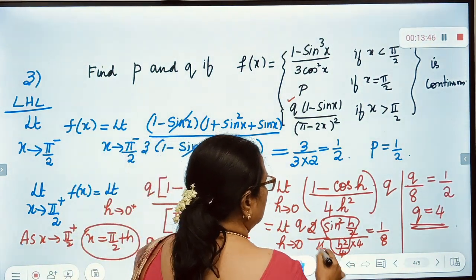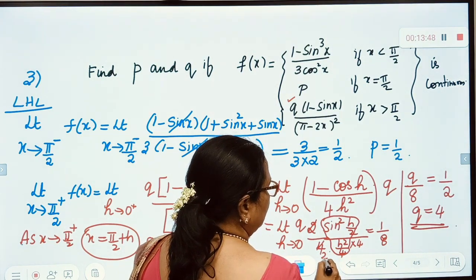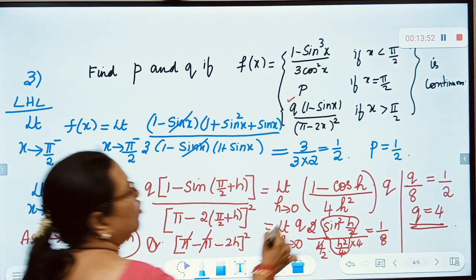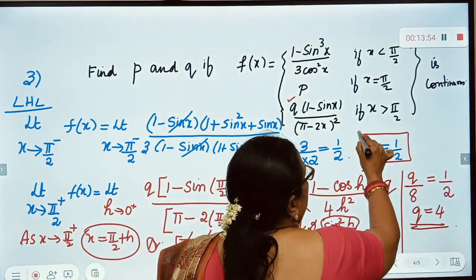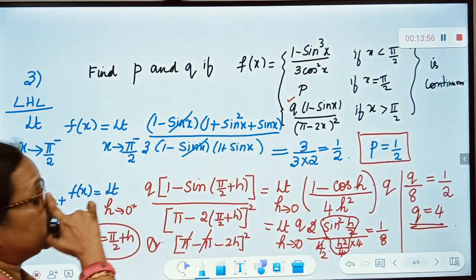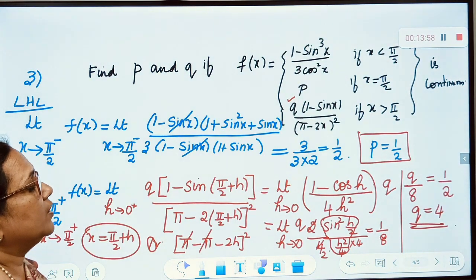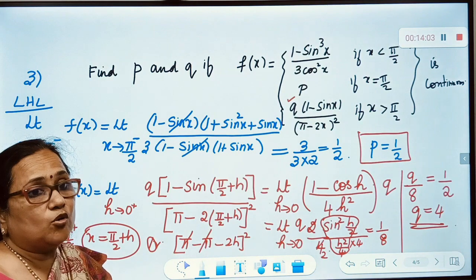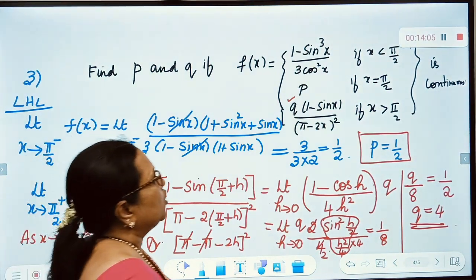Okay. Now, this 2 goes into 4 2 times. So, I am left with 2 into 4, 8. But we already know P is half. So, since the function is given to be continuous, left hand limit is equal to right hand limit. So, Q by 8 is equal to half, which gives Q equal to 4.